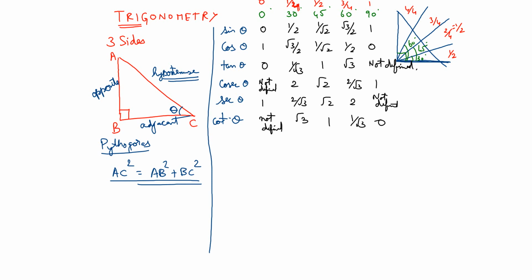Is it clear? So this is how we fill in the ratios of sine, cos, tan, cosecant, secant and cot. We don't need to memorize these values, but the frequent values can be remembered. Next, we are going to see some identities of these ratios.